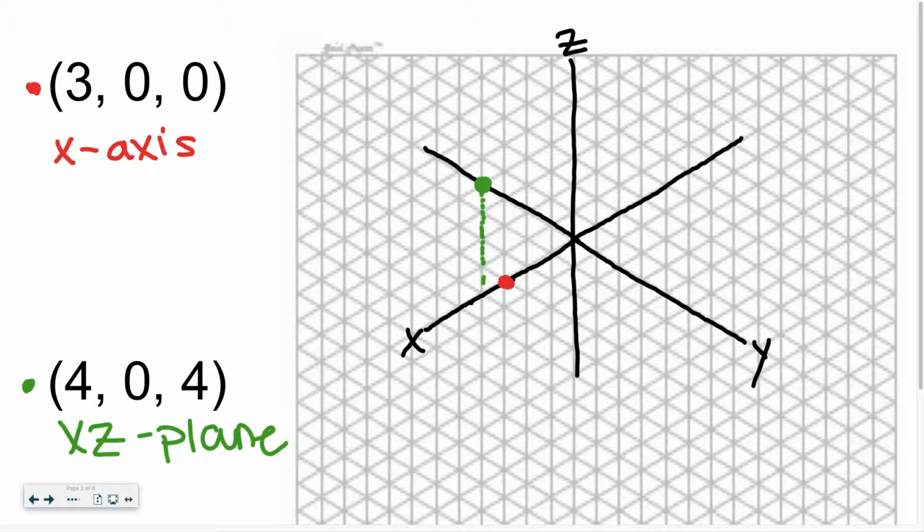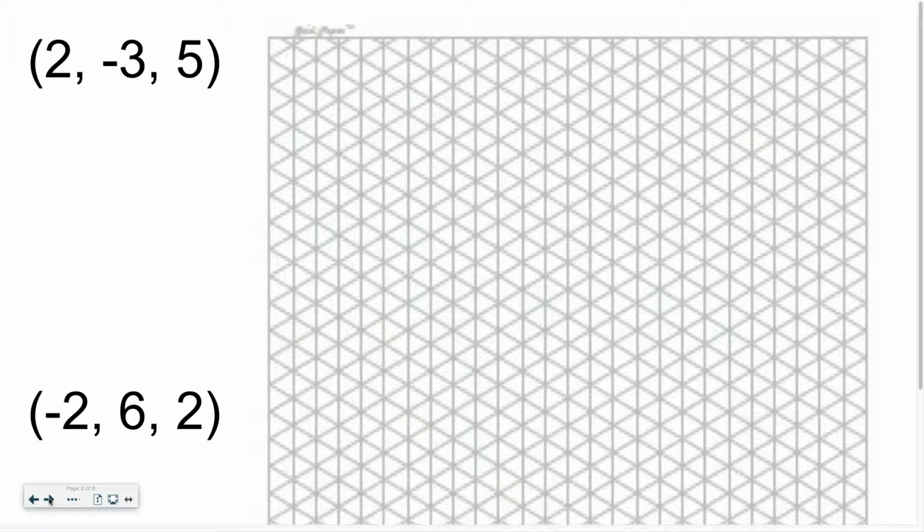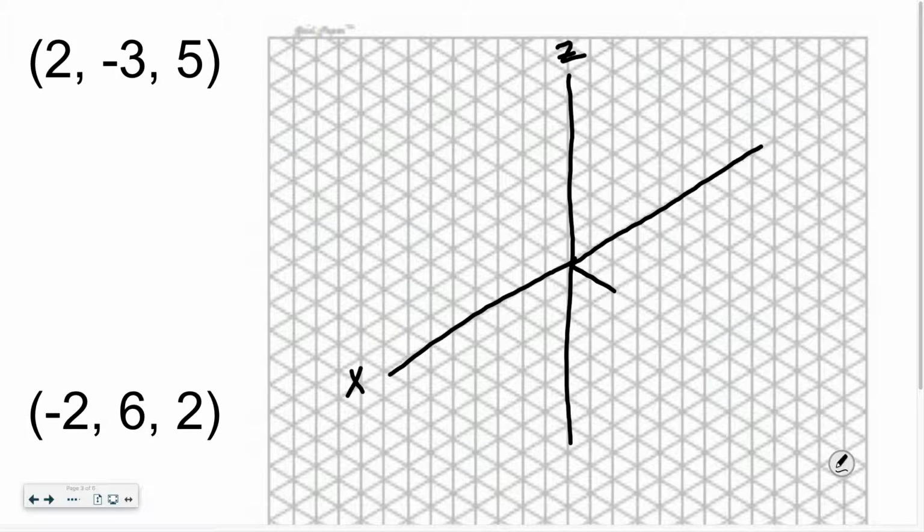Now, let's get some coordinates where we get to move in all 3 directions. Are you ready? Okay. So I am going to create a new 3 space. It's up to you whether you want to keep them in the same 3 space or if you want to draw a new one. All right, so 2, -3, 5 is the first coordinate we're going to plot on this page.